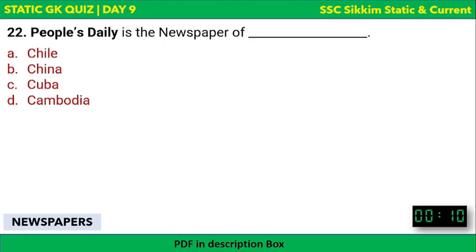Okay, so next, People's Daily is the newspaper of which country? People's Daily. The options are there and time begins. Chile, China, Cuba or Cambodia? People's Daily. This is also an easy to answer question. People's Daily is of China. Okay, People's Daily is a newspaper publication of China.